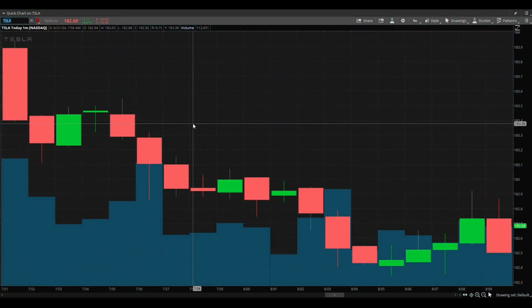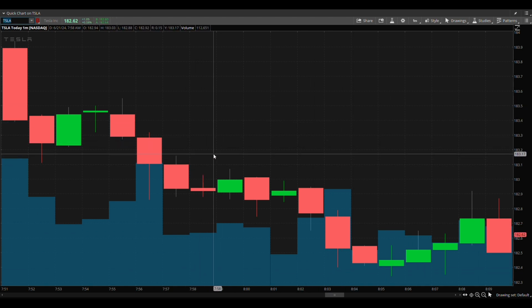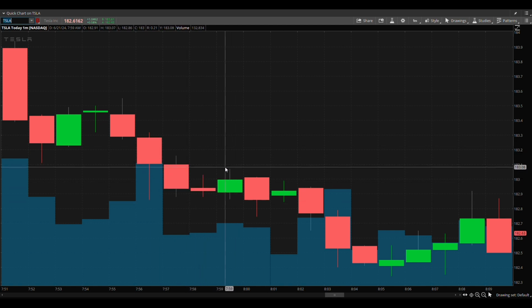Right here I'm looking at Tesla, ticker TSLA. It is currently up for today. I'm just zooming in on a random portion of the day which happened to be going down at that part, between 7:51 and 8:09. Now, it really doesn't matter what stock you're looking at or what direction it's going. It's just to demonstrate what the candles mean.